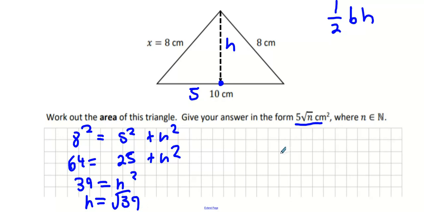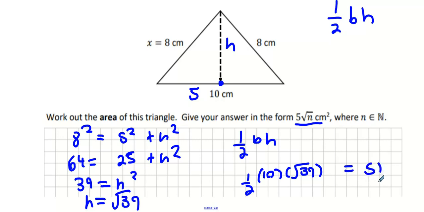Okay, next thing after that is we're going to do a half base times height. So it's going to be a half your 10 multiplied by your root 39. And our answer is going to be 5 root 39 centimeters squared. Okay, hope that helps you guys out.